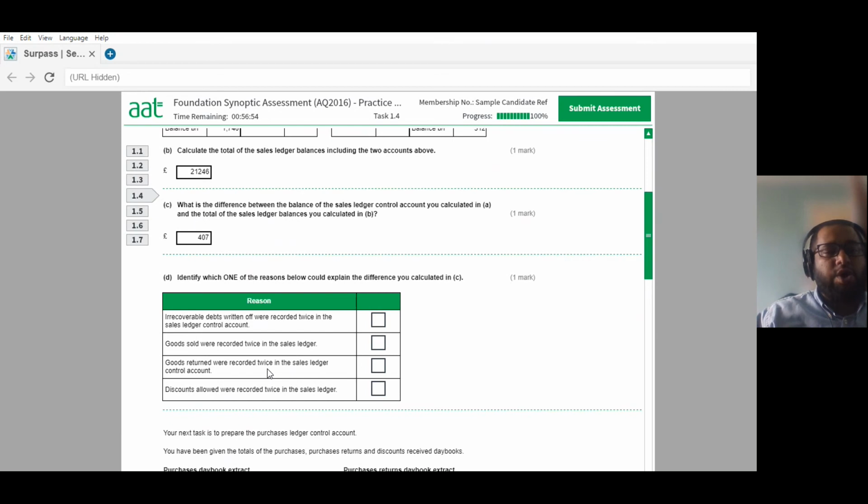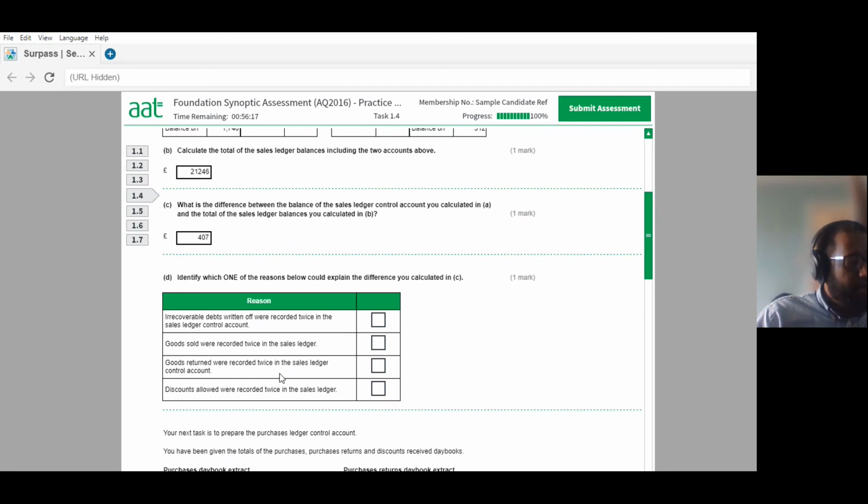Goods returns were recorded twice in the sales ledger control account. So if you recorded the goods returns twice in your sales ledger control account, what happens? Your sales ledger control account will have a higher debit balance or lower debit balance? It will be lower. Why? When you get the goods returned by your customers, that reduces the balance even further. So the control account will have a lower balance. The sales ledger will have a slightly higher balance because it's not been recorded twice there. So that is also not a right answer.